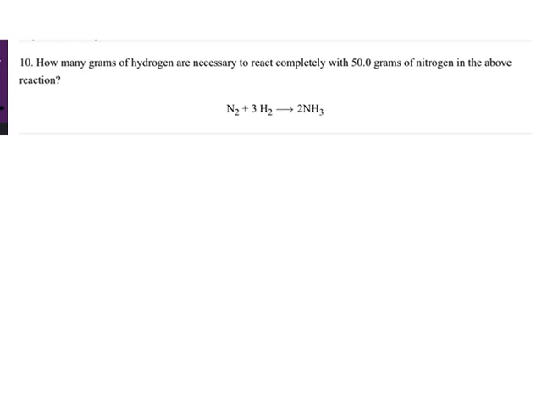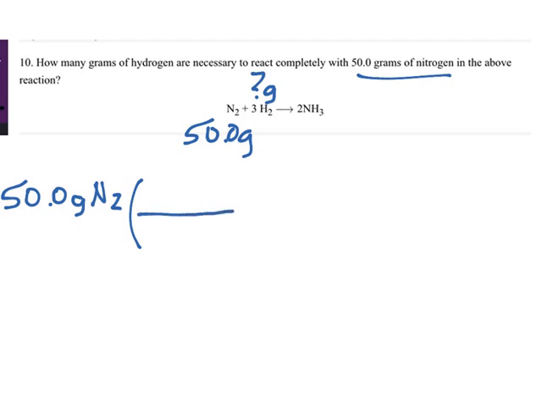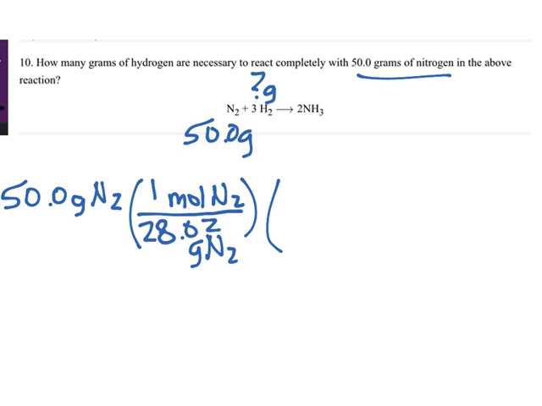Number 10 is similar. How many grams of hydrogen are needed to react with 50.0 grams of nitrogen? Another gram to mole to gram problem, 50.0 grams of nitrogen. Don't want grams of nitrogen, taking that to moles of nitrogen. I need the molar mass here, 1 mole. Be careful, it's diatomic, so it's actually 2 nitrogens, 28.02. Canceling out mole of nitrogen to the bottom, going to moles of hydrogen up top. It's a 3 to 1 ratio.